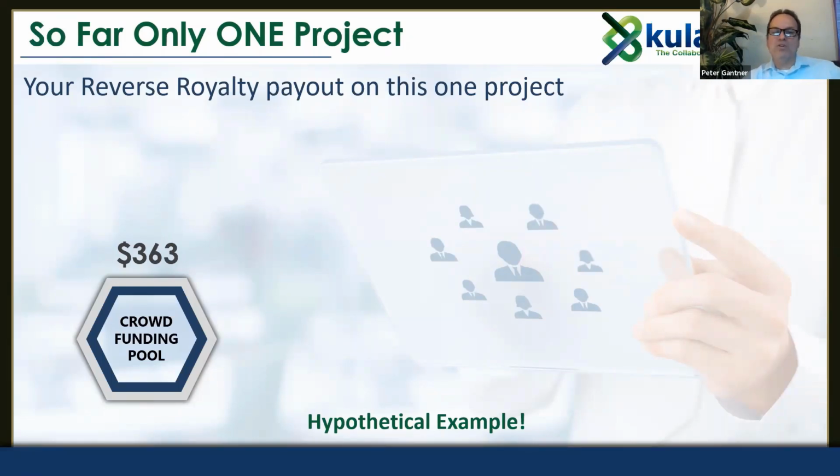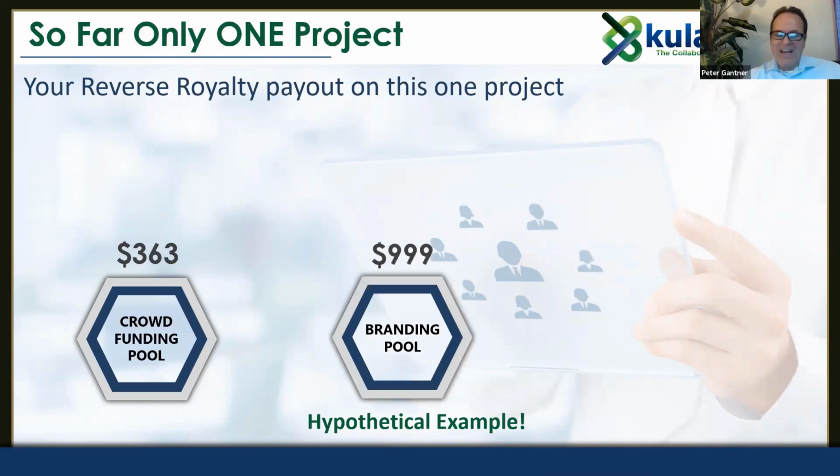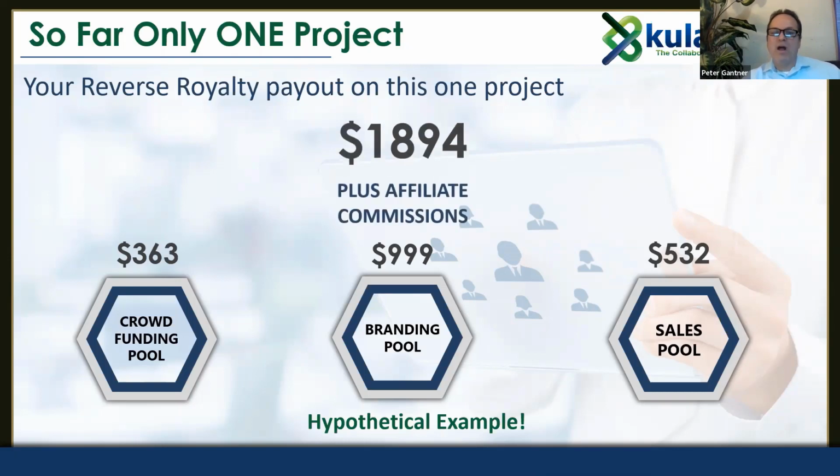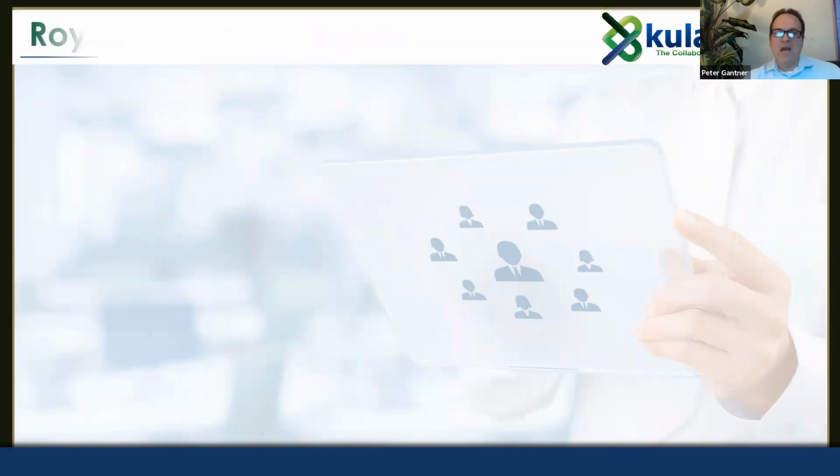All right. So let's do a quick recap. 363 from crowdfunding, 999 from the branding and marketing, 532 from the sales pool. So here I am 4, 5, 6 years down the road, and I'm making $1,894 plus affiliate commissions that I made when I did the sales. And that is either every quarter or every year, depending on how long it took to generate the revenues to pay out that $1 million in each pool, guys. Again, this is a hypothetical example because we've only been in business for 3.5 years. We do have brands that are well on their way to this pathway of paying out these type of royalties.